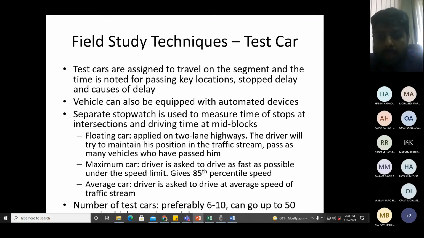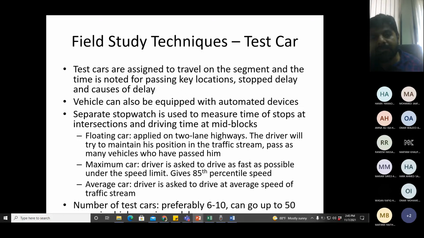Now an important issue is the number of test cars which you can employ on the site. So, for example, I want 50 samples of travel time, 50 observations. If I can arrange 50 vehicles with drivers and observers and stopwatches and pen and paper, all the resources required for 50 cars, and I let all the 50 cars go simultaneously on the segment, these 50 cars will make one observation and my study is finished, right?